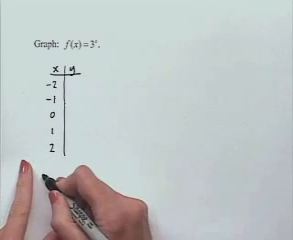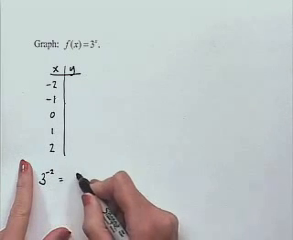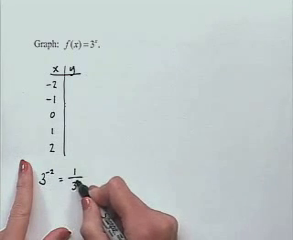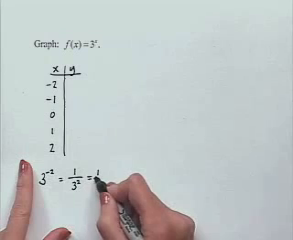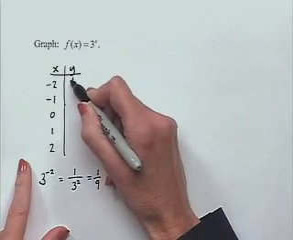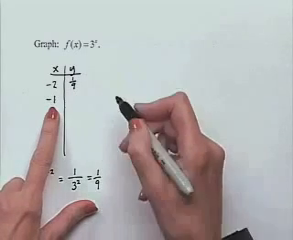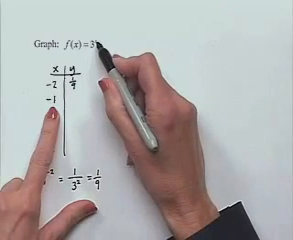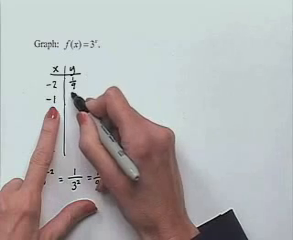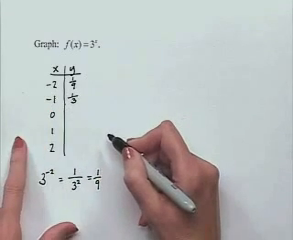For instance, let's recall that if we have 3 raised to the -2 power, that is going to be equivalent to 1 over 3 squared, which is going to equal then 1/9. So for the value of x equal to -2, our y value will be 1/9. What happens if our exponent is -1? 3 to the -1 power is equal to 1 over 3 to the first power, which is just 3, so we end up with 1/3.